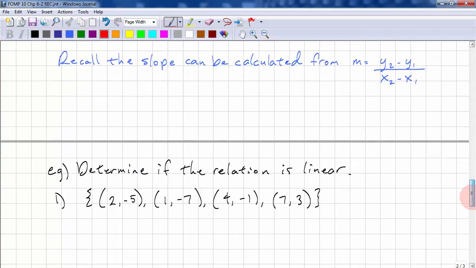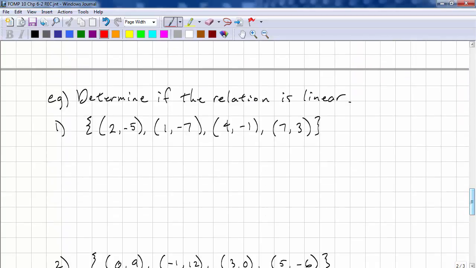So let's look at a couple of examples. Determine if the relation is linear. And again, this is the independent variable first and the dependent variable second, regardless of the variables.